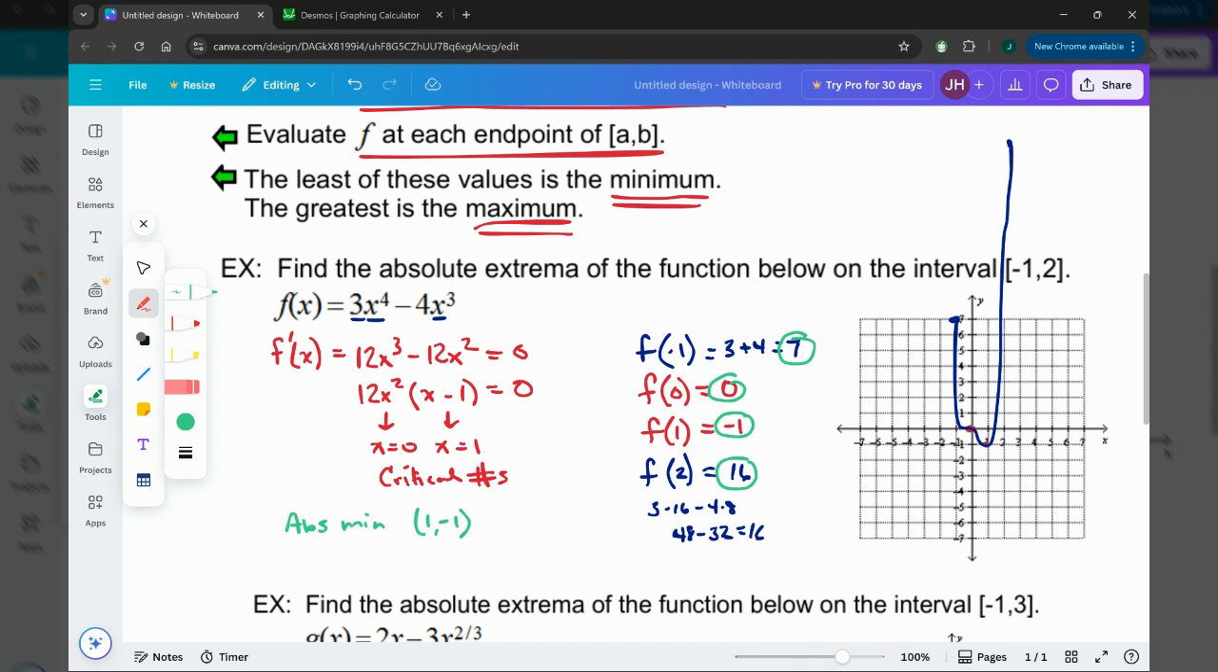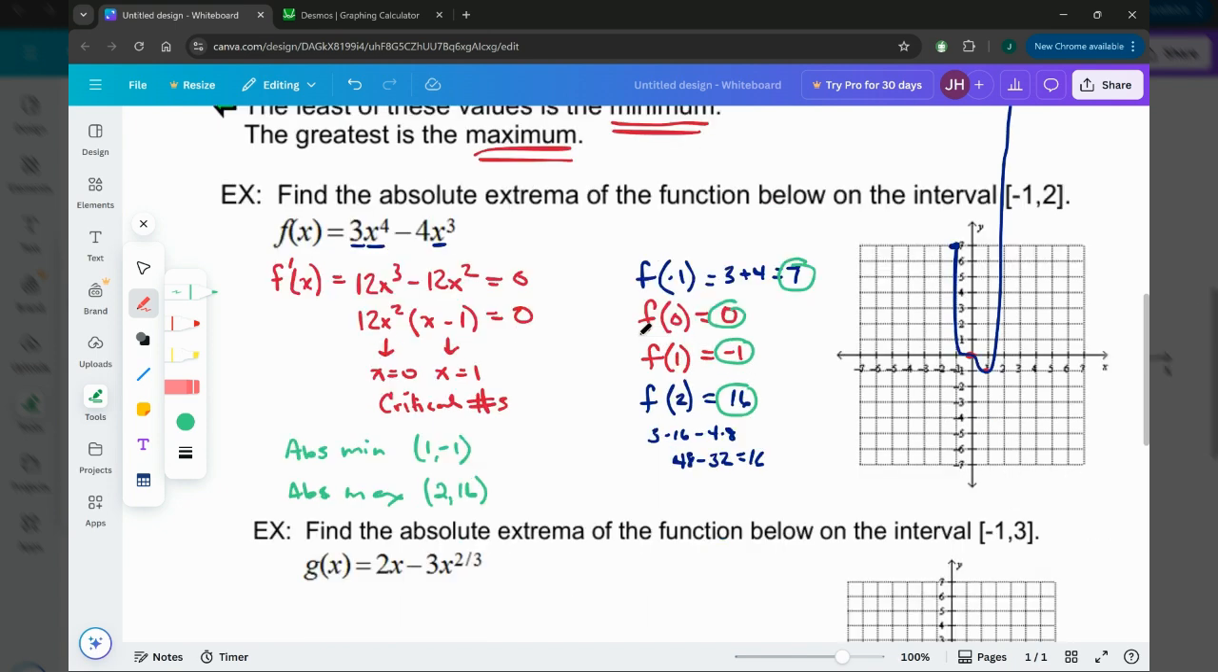What's the highest value out of all 4 of these? That would be my absolute maximum. My absolute maximum is 16. It's located at x equals 2, so the coordinate is 2, 16. This is how you can find absolute maximums and absolute minimums.